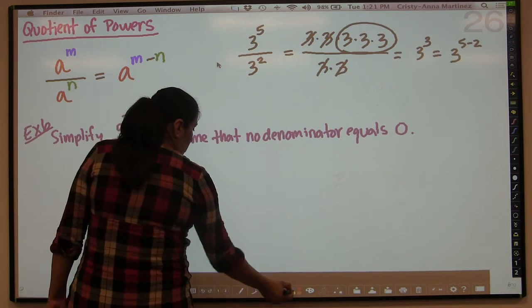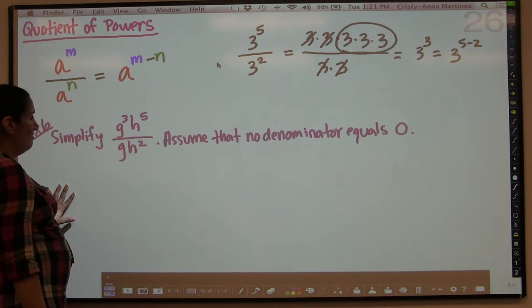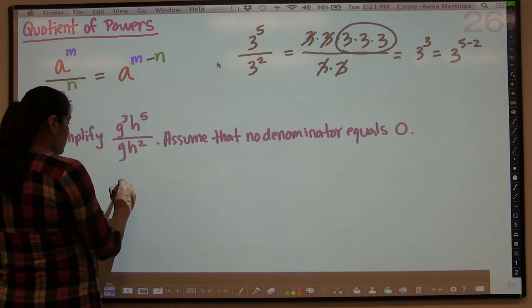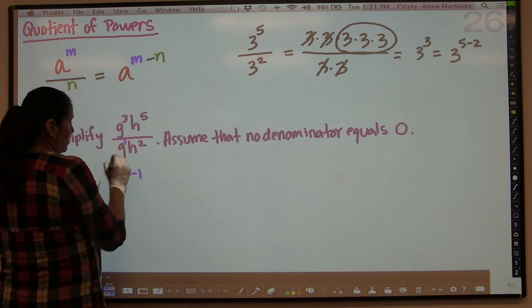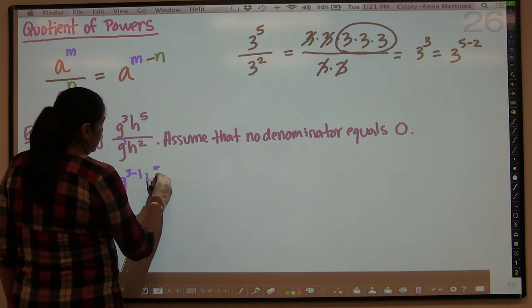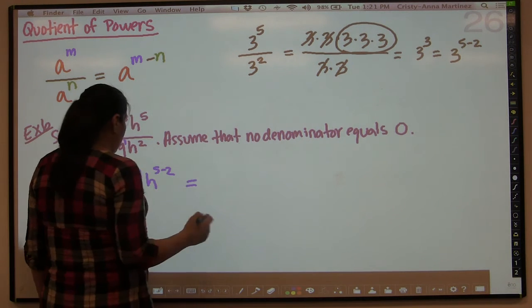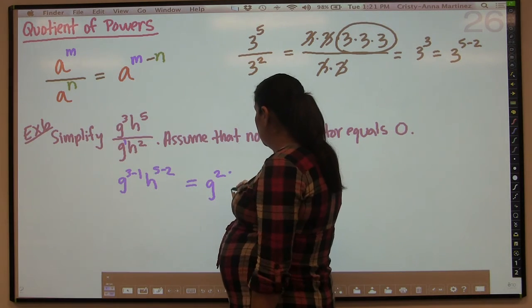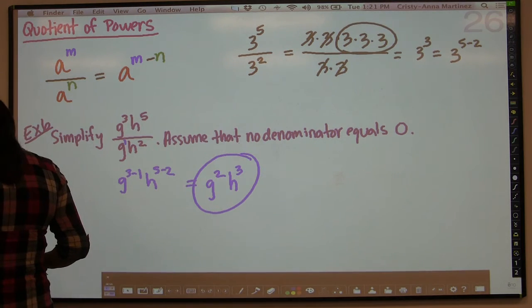So now we're going to use that to work out this example here. It says to simplify g cubed h to the fifth over g h squared. So what we're going to do is say g to the 3 minus 1. Well, there's no exponent written, we assume it's 1. So we're going to subtract the exponents there. And then h is going to be 5 minus 2. There's a 5 on top and a 2 on the bottom. So 3 minus 1 is 2, so we're going to get g squared. And then 5 minus 2 is 3. So g squared h cubed, and that is our solution for example 6.